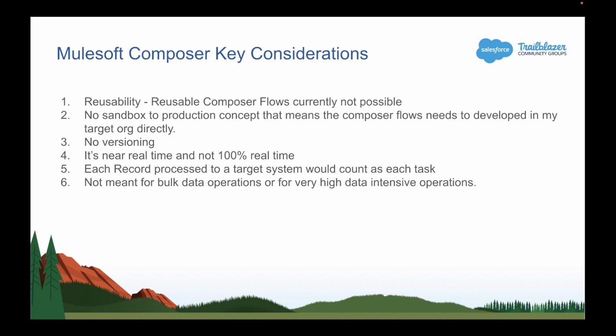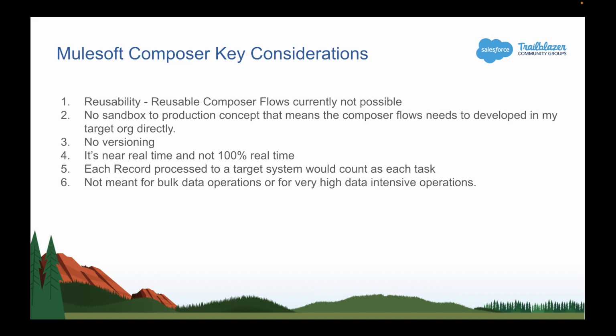Again, it's near real time but not 100% real time, right? It would basically poll my Salesforce, or in our case, every 10 seconds, to understand that yes, the account was updated, or this new row has been entered in the Google Sheet, right? So for every 10 second interval, it would basically poll. Then each record processed to a target system would count as a task.